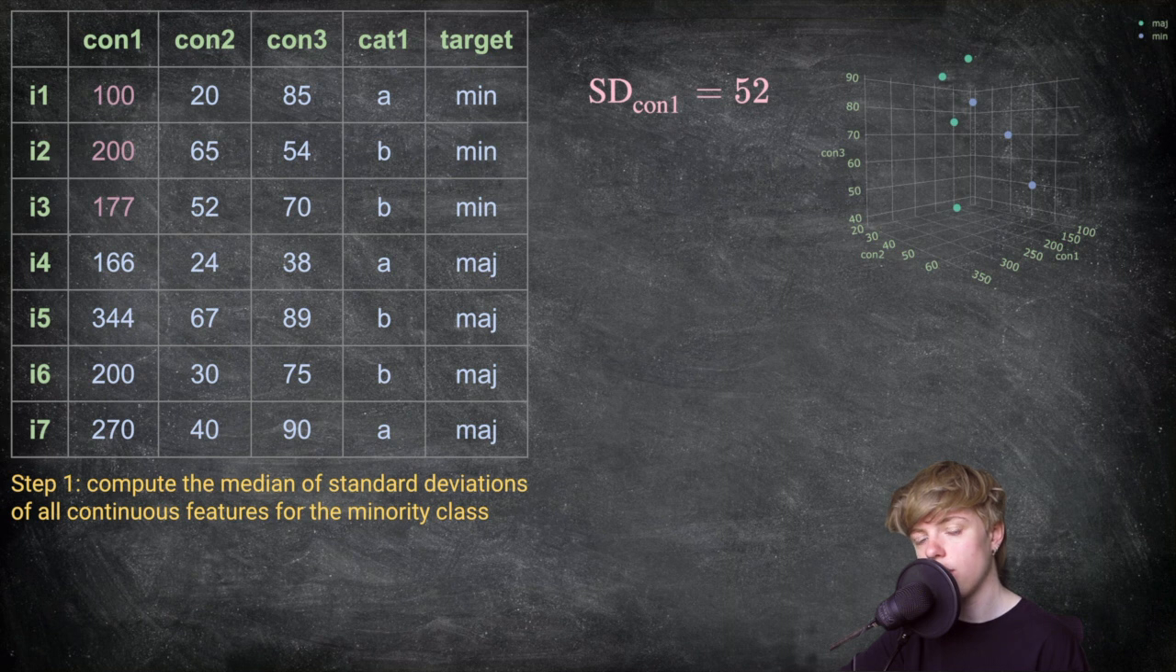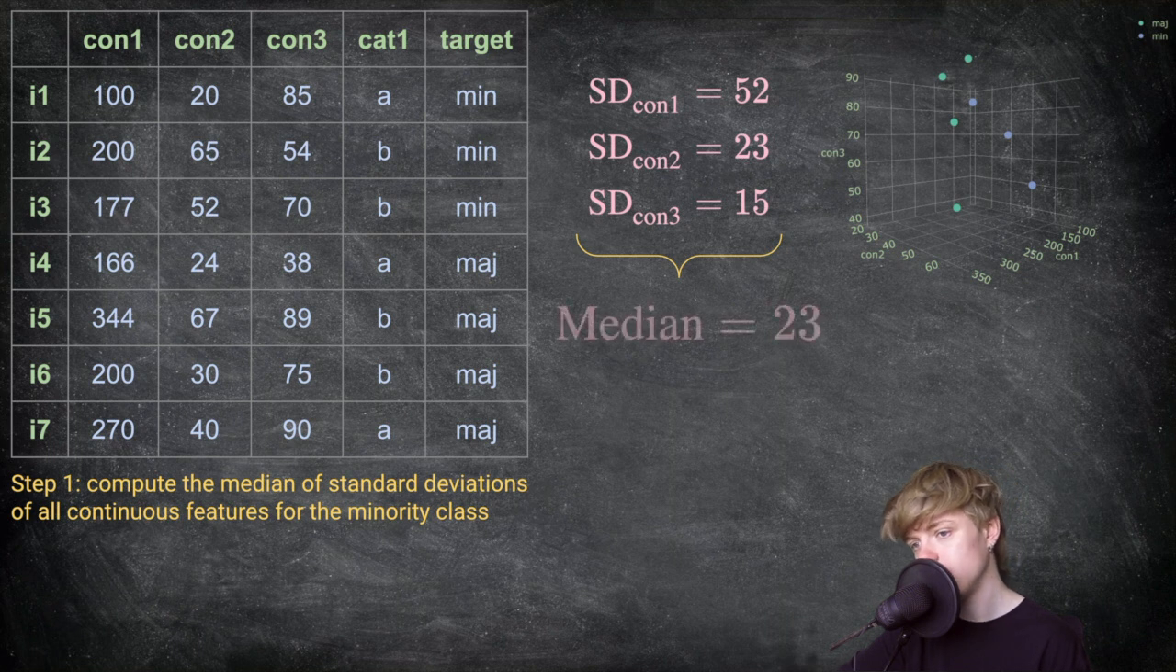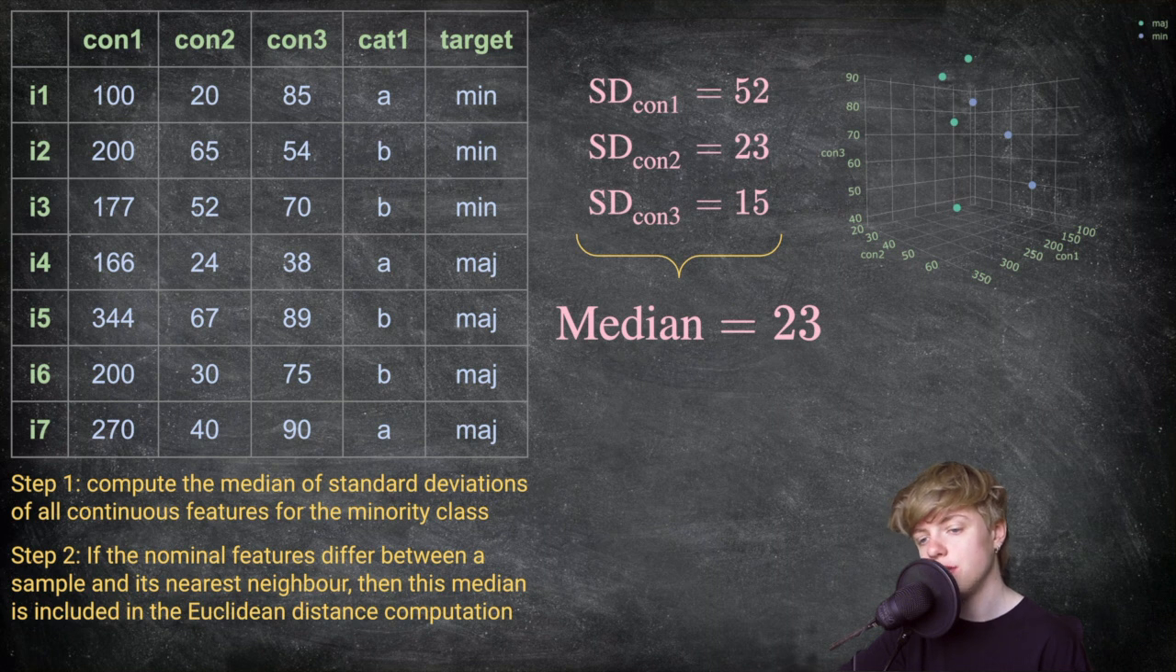So we first take the 3 values of the first feature of the minority class points. And we have a standard deviation of 52 there. For the second one, we have a standard deviation of 23. And for the third feature, we have a standard deviation of 15. The median of this is 23. Step 2 is, if the nominal features differ between a sample and its nearest neighbor, then this median is included in the Euclidean distance computation.